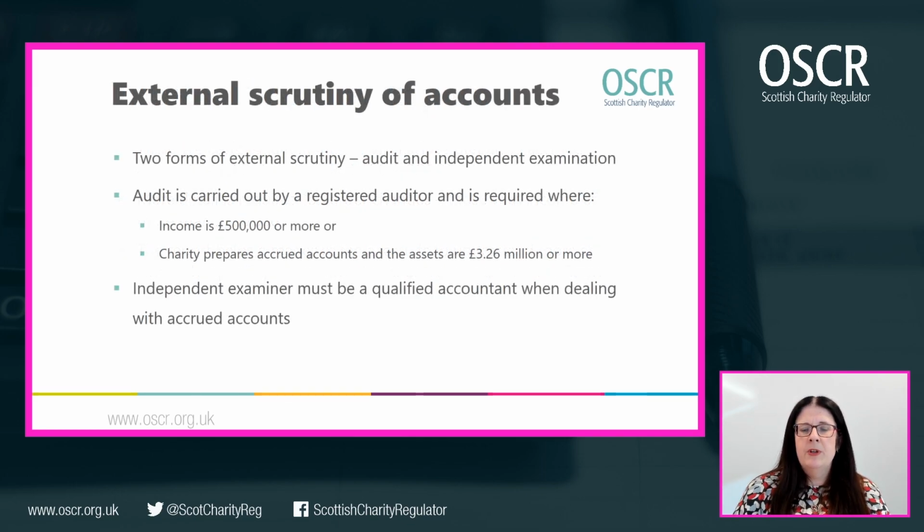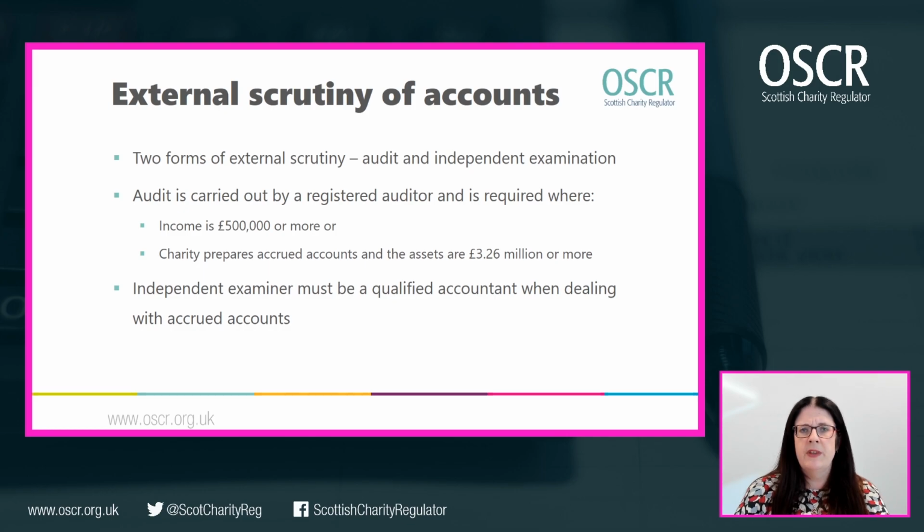The final element I'm going to talk about is the external scrutiny of accrued accounts. There are two forms of external scrutiny that Scottish charities can have on their accounts. There's audit and there is independent examination. Audit has to always be carried out by a registered auditor. An audit is required where the income of the charity is £500,000 or more, or where the charity has prepared accrued accounts and the assets of the charity are £3.26 million or more. In those situations, you must have your accounts audited.